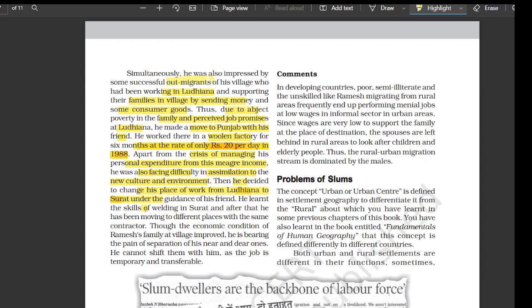He learned the skills of welding in Surat, and after that he has been moving to different places with the same contractor. Though the economic conditions of Ramesh's family at the village improved, he is bearing the pain of separation of his near and dear ones. He cannot shift them with him as the job is temporary and transferable.